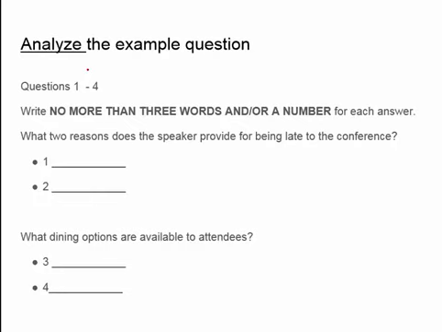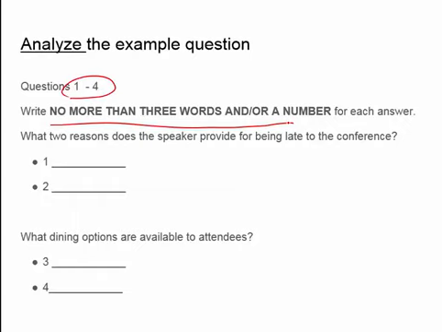Okay, so you've taken a look at the question. What did you notice? Well, very quickly you'll notice some basic things. You're going to be answering 4 questions, okay? And each of those 4 questions are short answer. You have to give your answer in no more than 3 words and or a number. Okay, so we know that this answer should be no more than 3 words and a number.